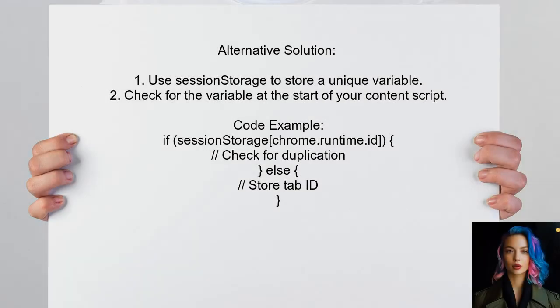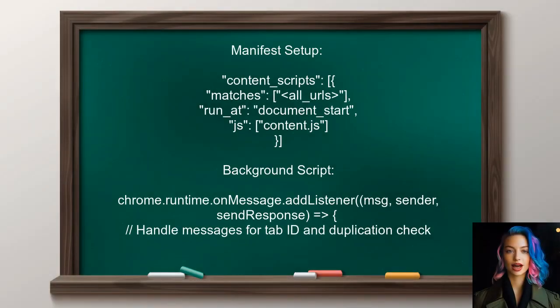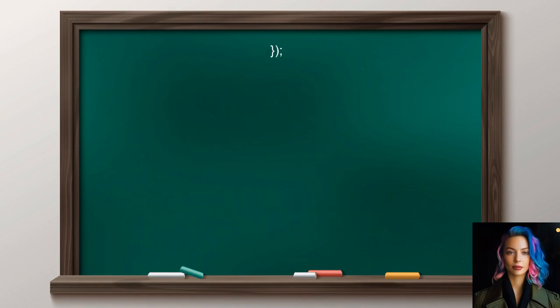An alternative approach to detect tab duplication involves using session storage. The user suggests storing a unique variable in session storage within your content script. When the script runs, it checks for this variable to determine if the tab has been duplicated. In the manifest file, ensure your content script runs at document start. The content script communicates with the background script to check for duplicates based on tab ID and URL.